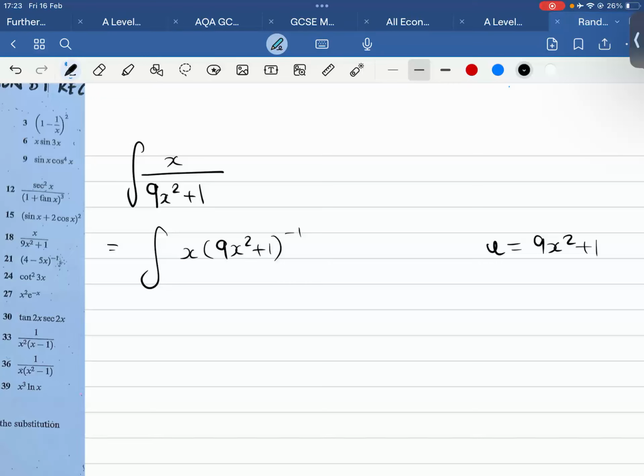All right, so for this question, I would write it like that. It looks like partial fractions, but you can't turn it into partial fractions because the denominator can't be factorized. So just use u as that and everything should cancel out really nicely.